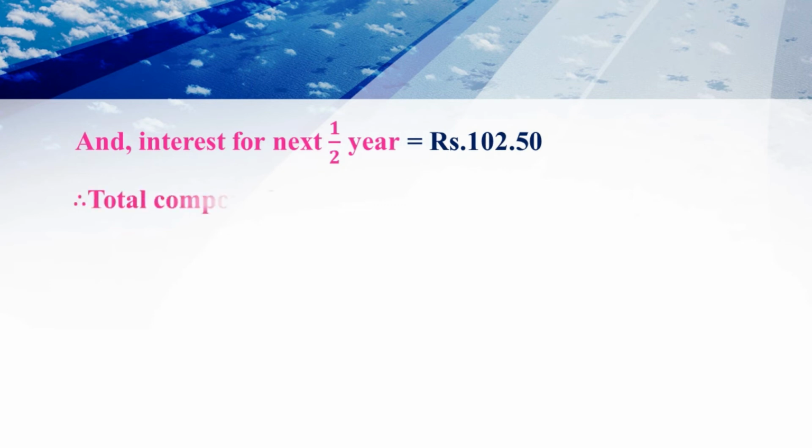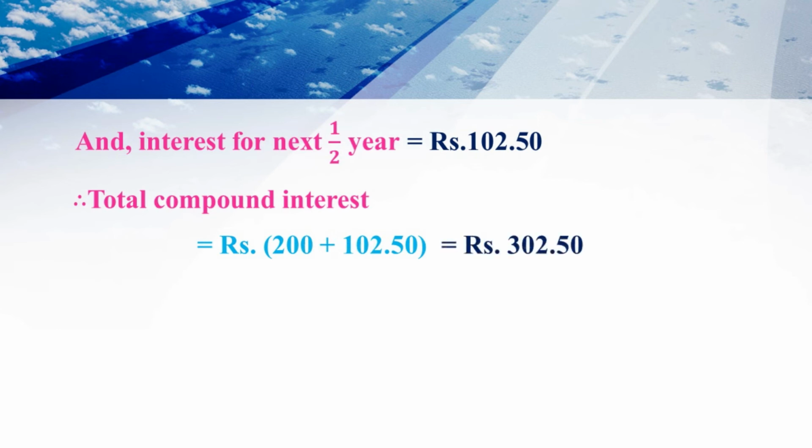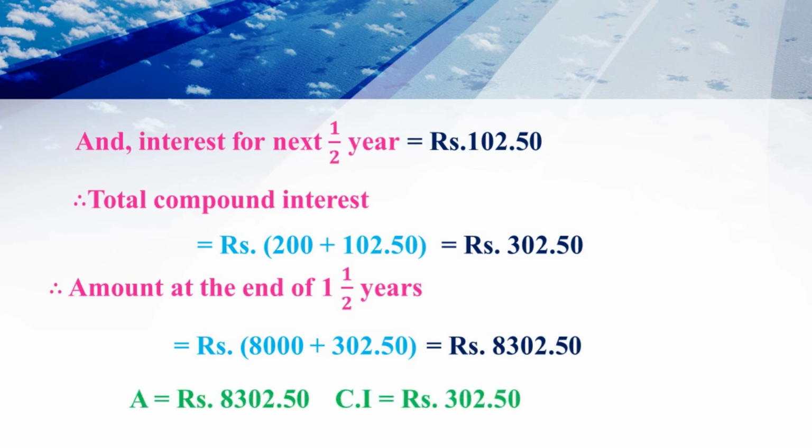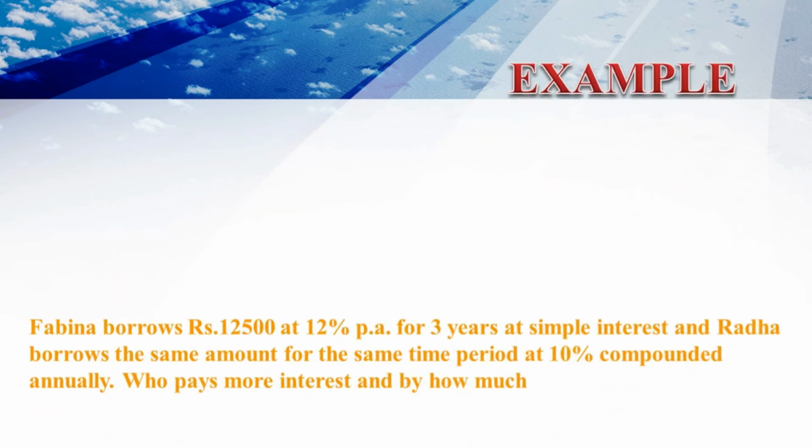102.50. Therefore, total compound interest is rupees 200 plus 102.50 is equal to rupees 302.50. Therefore, amount at the end of 1.5 years is equal to rupees 8,000 plus 302.50 is equal to rupees 8,302.50. Therefore, amount is rupees 8,302.50 and compound interest is rupees 302.50. We'll see the example sums.